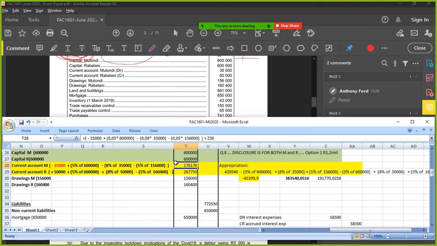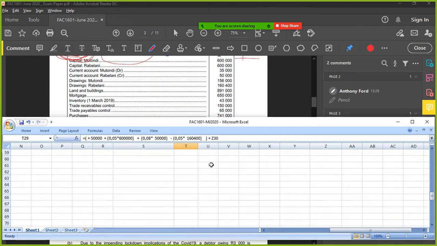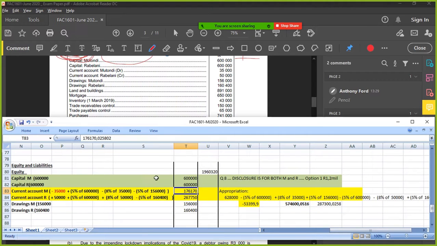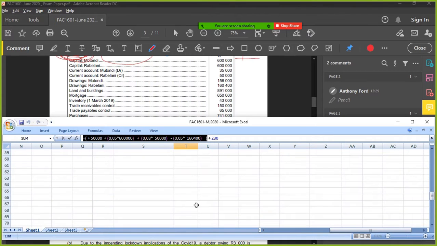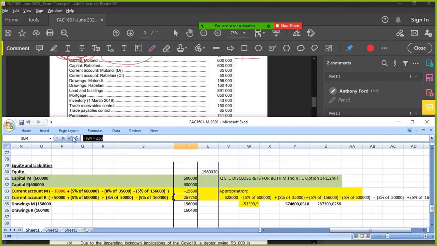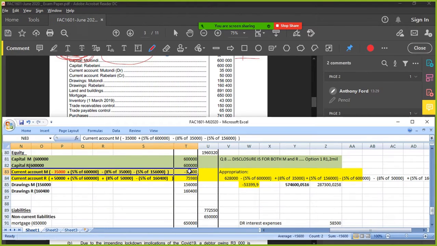Let me just go back to the top. Here it is. Yes. Okay, except this Z needs to go. Okay, so actually, let me just copy this bit without the plus Z. Okay. Let's paste the formula. All right, there's the one figure without the appropriation of profits. Okay, same thing. All right, there we go. Okay, so current account M has that figure.